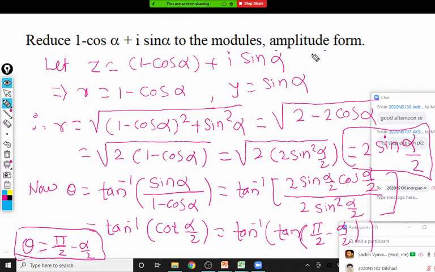So the final answer should be z equal to r, that is 2 sine alpha by 2, into cis of pi by 2 minus alpha by 2. This is the final answer. 2 sine alpha by 2 into cis of pi by 2 minus alpha by 2. So z is r times cis theta. Yes, any doubt here?